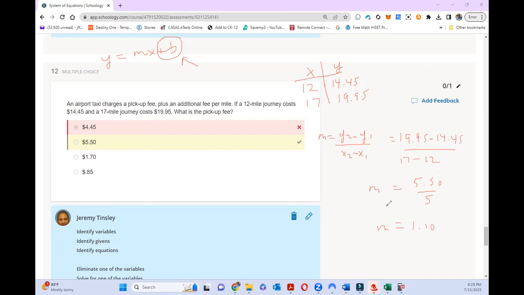Again, all these concepts are connected. We use the two points to find the slope. Then we use the slope and one of the points to find the y-intercept. So y equals mx plus b. Let's use the first point. My y is 14.45, equal to m, which is our slope, 1.1, times x, which is 12, plus b. So 14.45 equals, what's that, 13.20? Let me make sure.